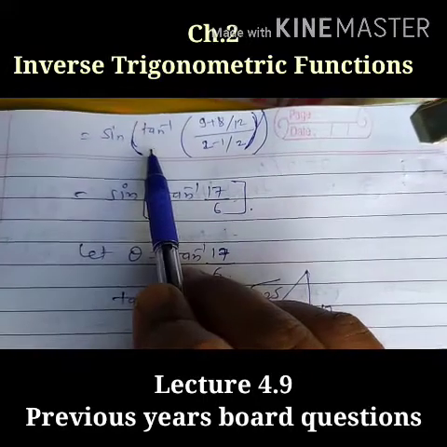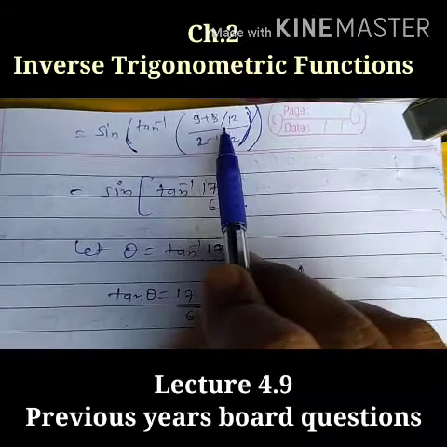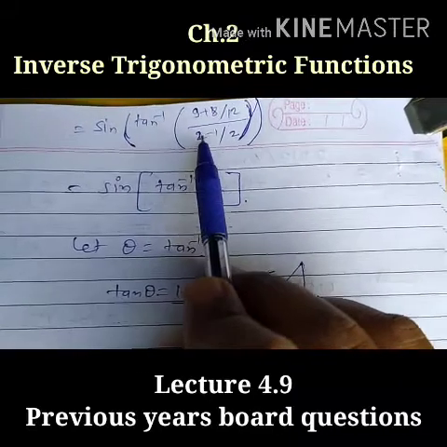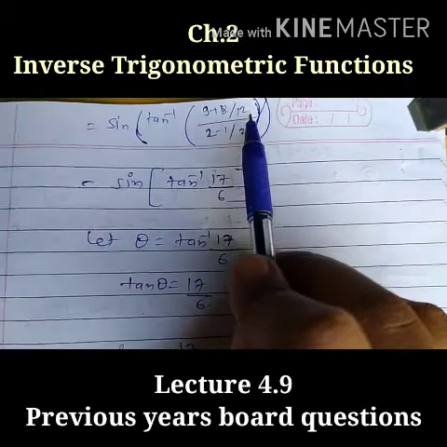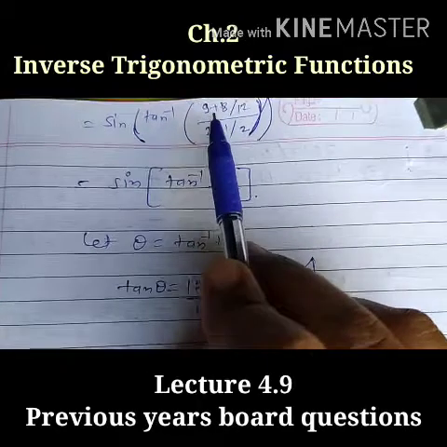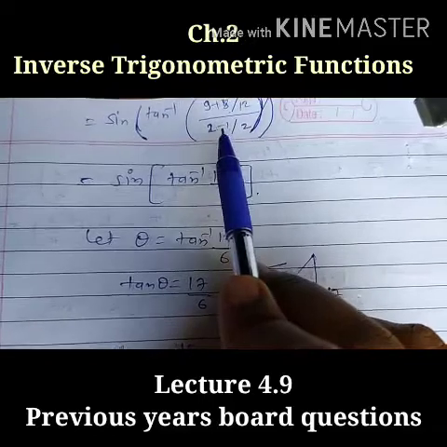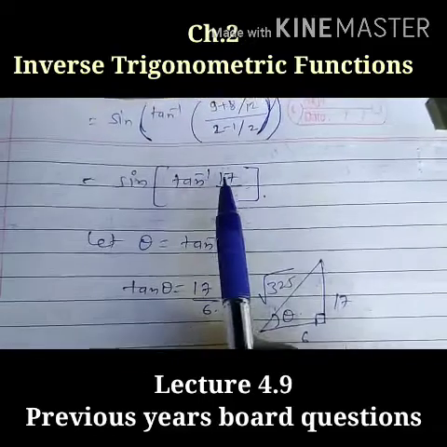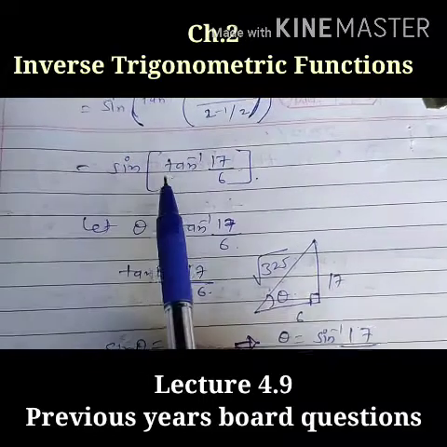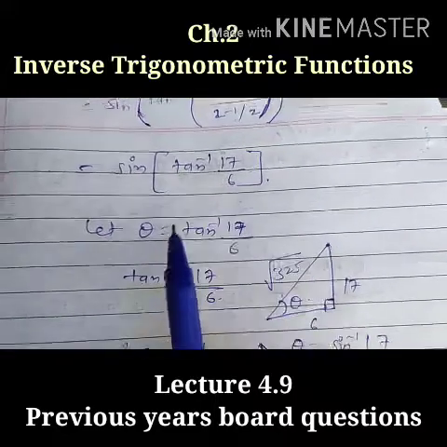sine of tan inverse of (9 plus 8) by 12 upon (2 minus 1) by 2. 4 threes are 12, and 9 plus 8 will be 17. So 17 by 12 upon 1 by 2, that will be 17 by 6. So we have sine of tan inverse of 17 by 6.